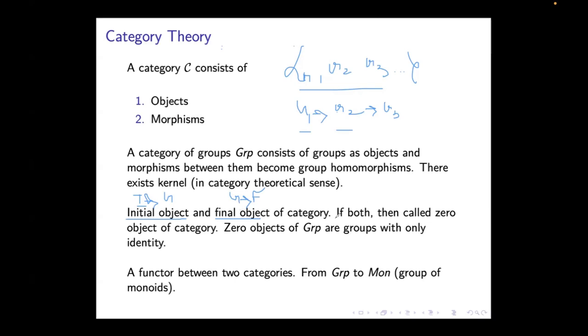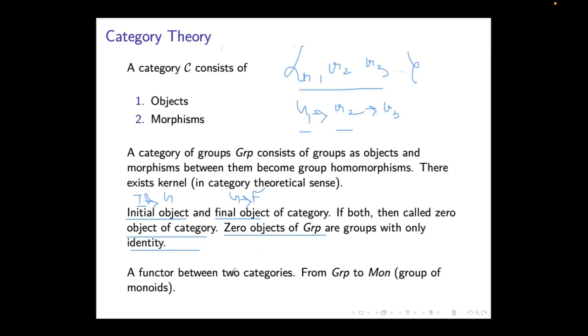And if an object is both of these, then it is called a zero object of the category. The zero objects of the category of groups are groups with only the identity, the trivial groups. So these are some things you should read up on.